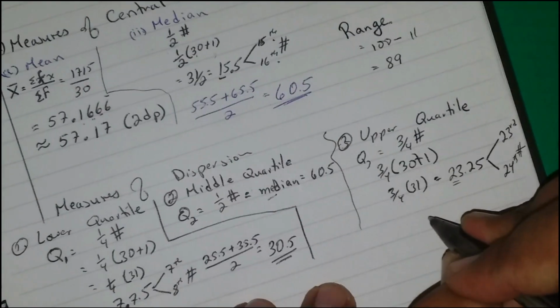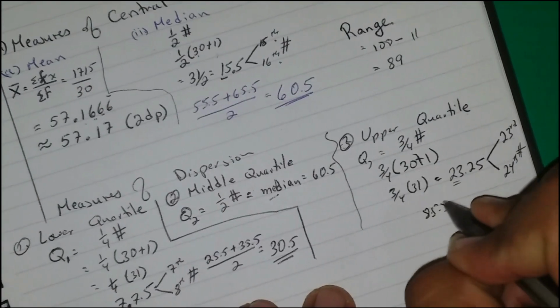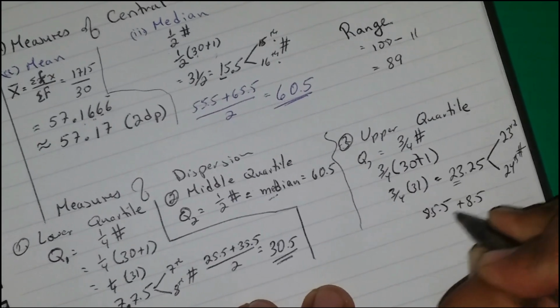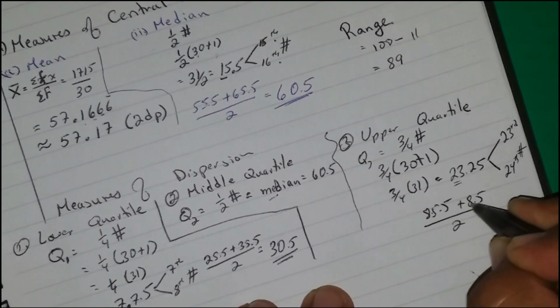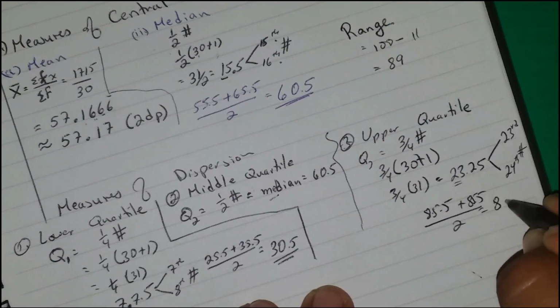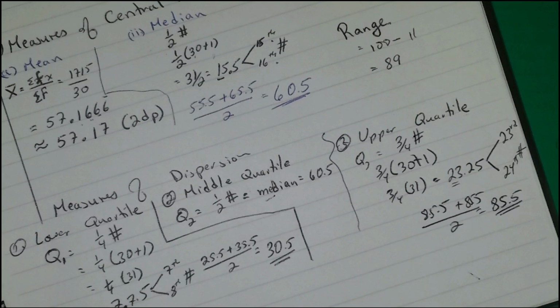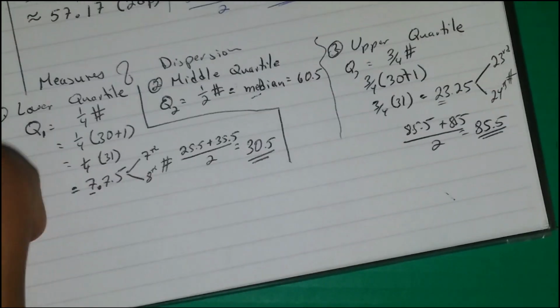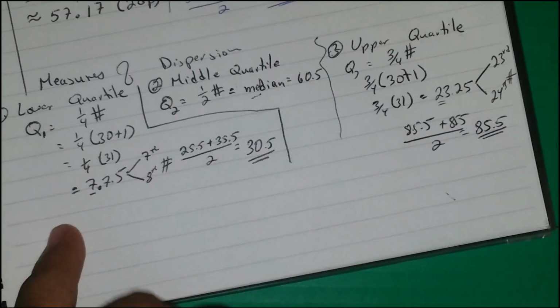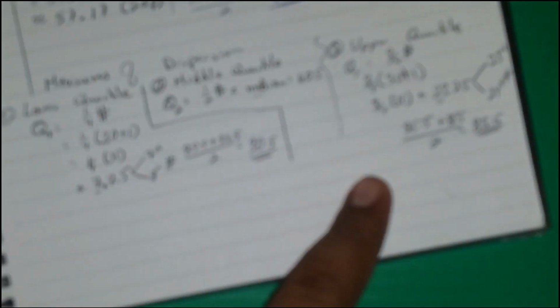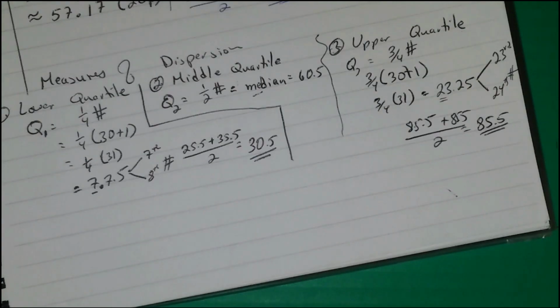So what I will do is just say 85.5 plus 85.5 divided by 2. That's going to give me 85.5. Right? There you have it. The measures of dispersion, Q1, Q2, and Q3. Once you have the median, you don't need to do Q2 again. You just need to say Q2 equals the median and equals the answer, right? Alright, let's take a look at the other two.